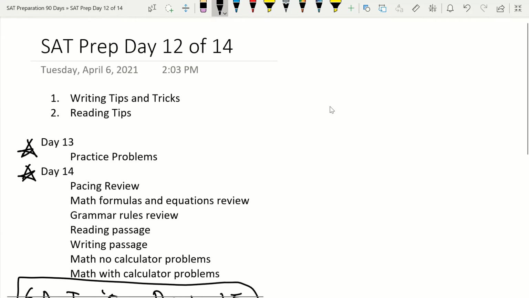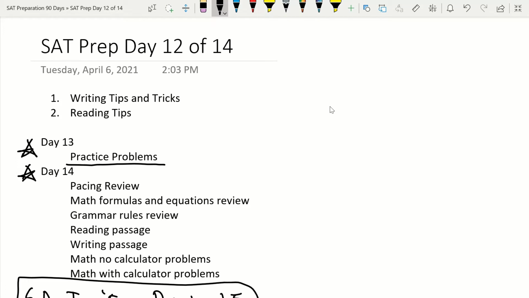So on day 13, we're going to have practice problems for all 4 sections. I'm going to go through problems for the reading passage. I'll do 1 reading passage. I'll do 2 writing passages. I will do 1 math no calculator test, and I will do 1 math with calculator problem. So I won't do a full math with calculator test, but I will do some problems from it.